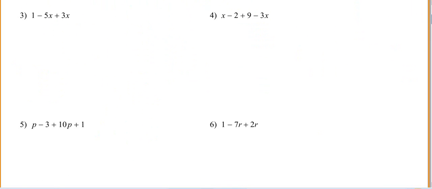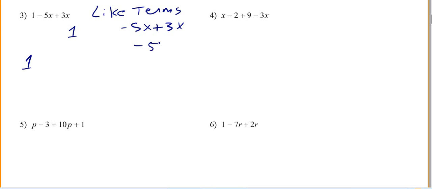Let's look at number 3 here. What are our like terms? Let's start with that. Well, negative 5x and 3x. 1 is not like these, are they? So we've got 1, and then we want to take 5 x's away and add 3 x's. So I'm going to go ahead and write my 1 down. Well, what's negative 5 plus 3? Negative 5 plus 3 is equal to negative 2.